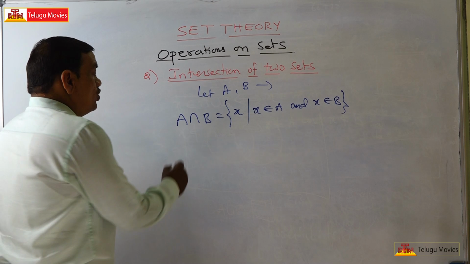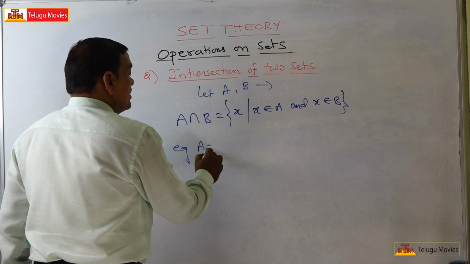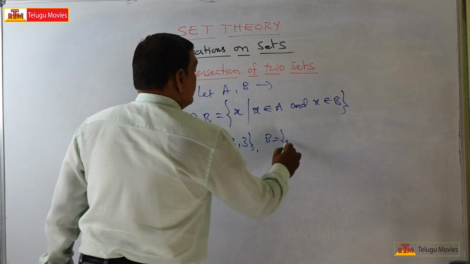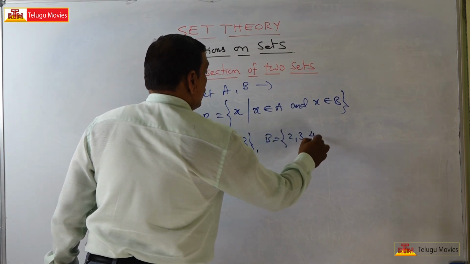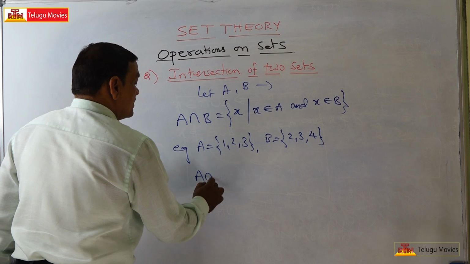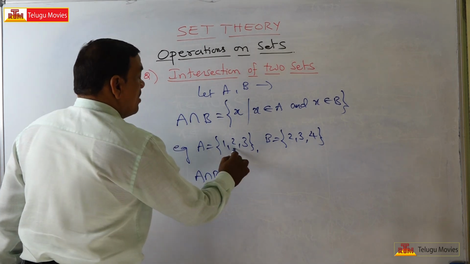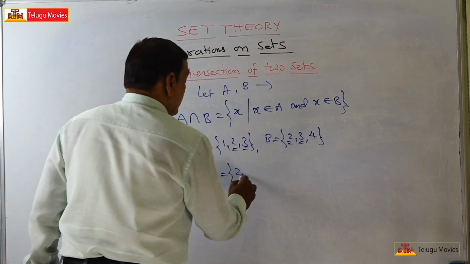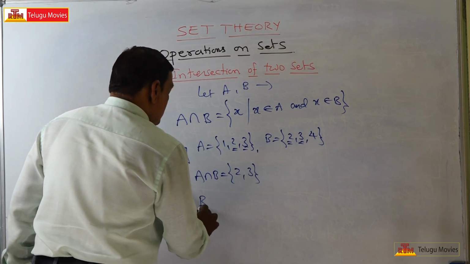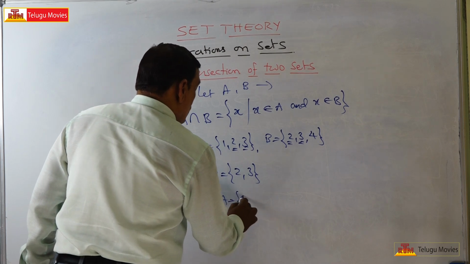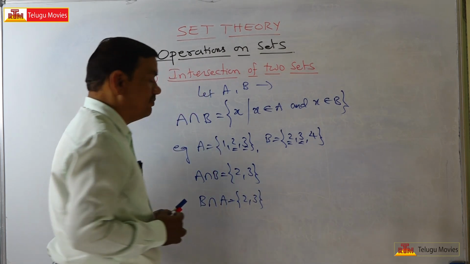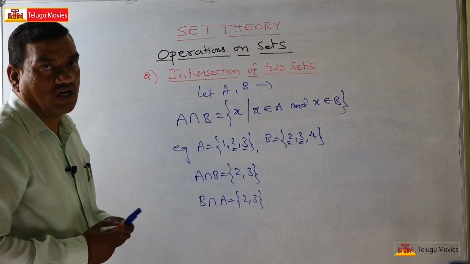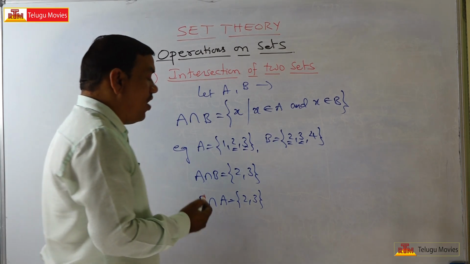Sir, let us give me one example. Let us take A is equal to {1, 2, 3} and B is equal to {2, 3, 4}. So what about A intersection B? Now tell me what are the common elements present in both the sets? 2, 3. And the same, B intersection A is also {2, 3}. A intersection B, B intersection A, both are the same, {2, 3}. Very easy concept, okay.